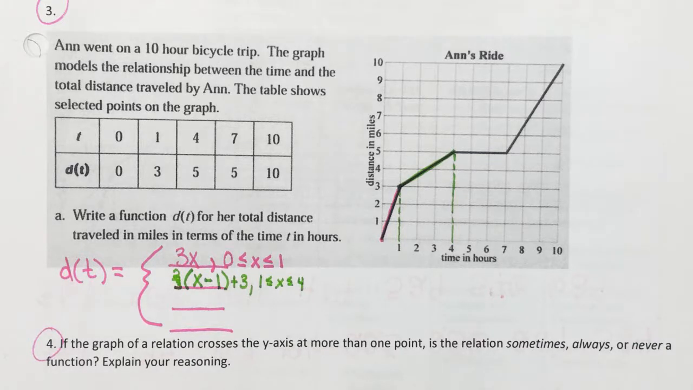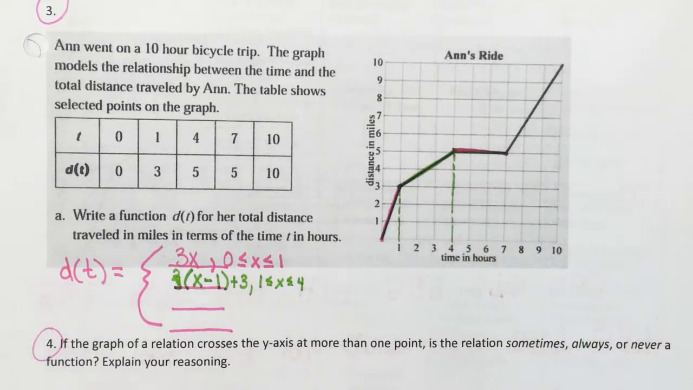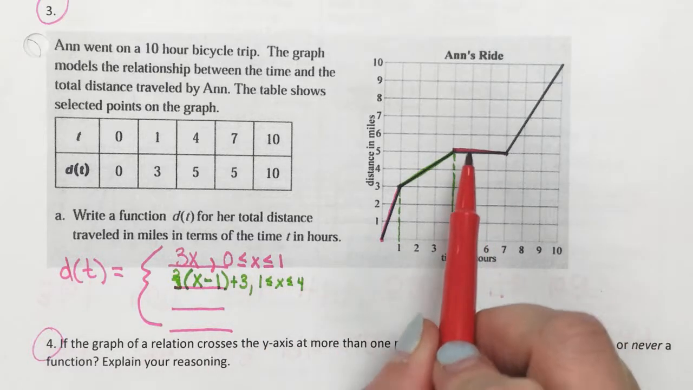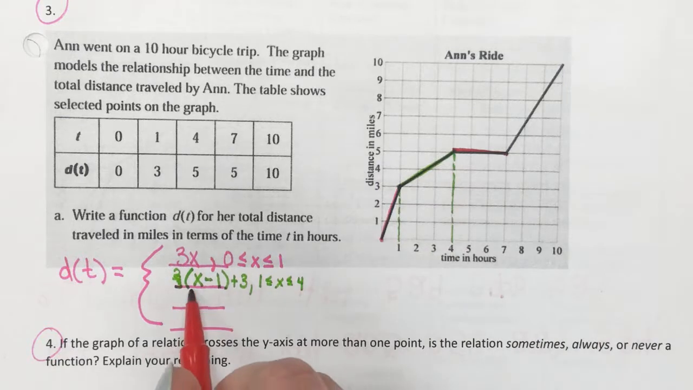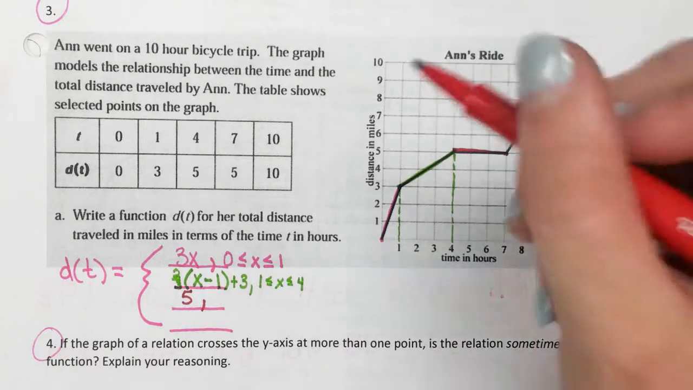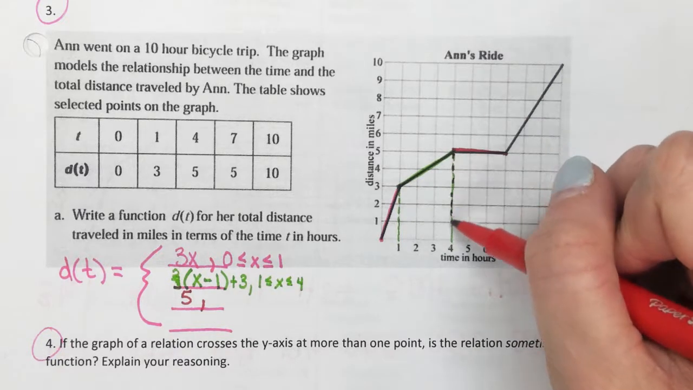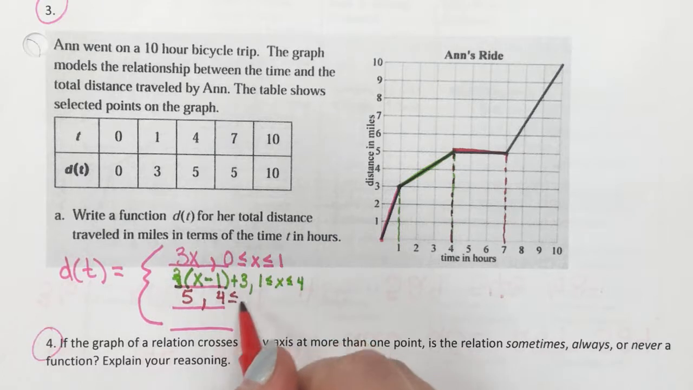All right, let me do a different pen. What about this next piece right here? What about this guy? He's a flat line. What's a flat line? It's a 0 slope, right? And it's y equals what number? 5. There you go. Y'all okay so far? All right, where does that go from? 4 to 7. There you go.